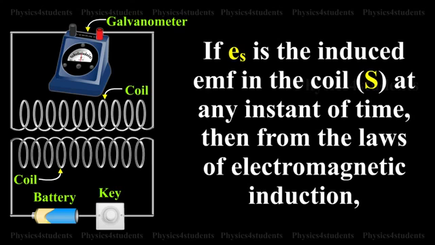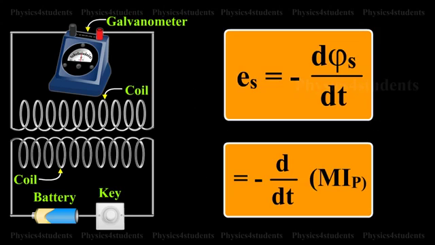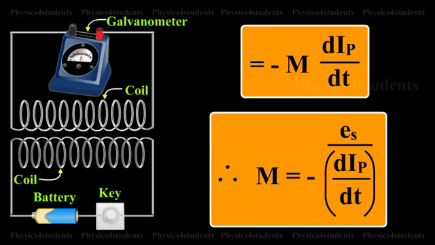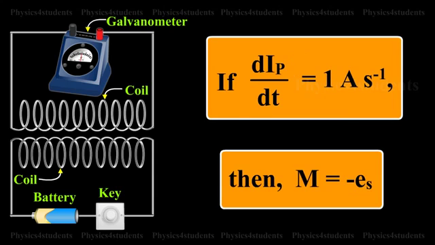If ES is the induced EMF in the coil S at any instant of time, then from the laws of electromagnetic induction, ES is equal to minus d phi S by dt, is equal to minus d by dt of M IP, is equal to minus M into dIP by dt. Therefore, M is equal to minus ES by dIP by dt. If dIP by dt is equal to 1 A s^-1, then M is equal to minus ES.